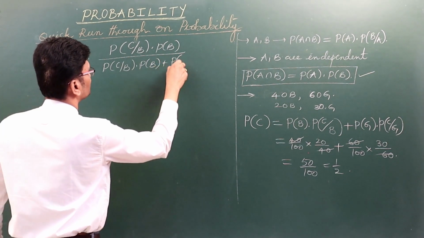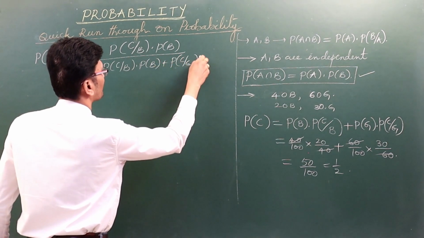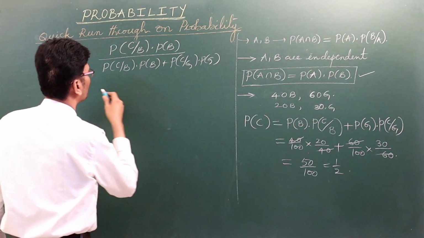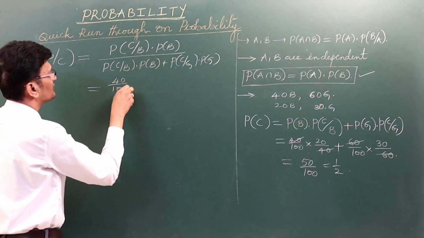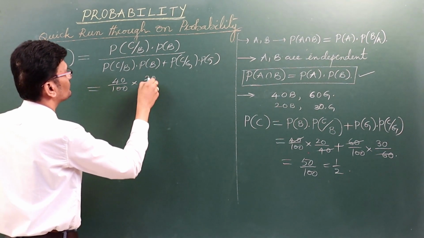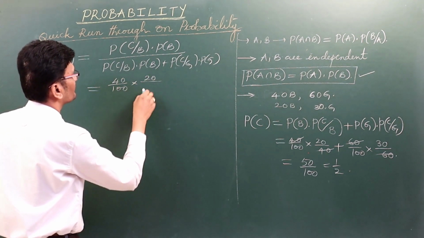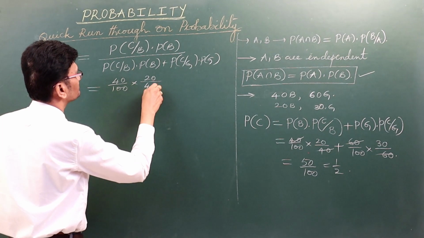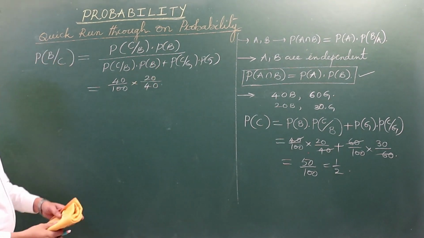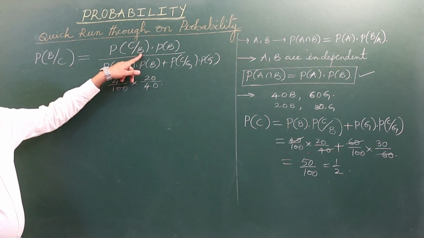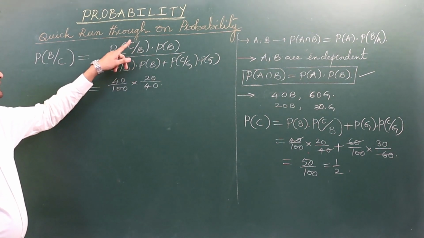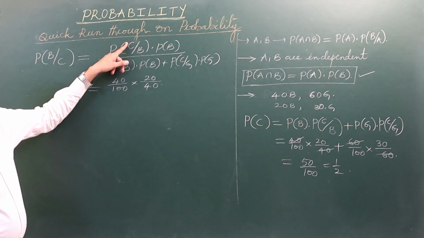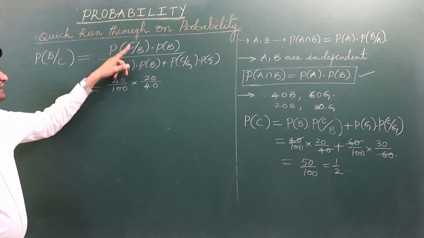This is the Bayes theorem. Okay, so numerator: boy, 40 by 100. And how many boys know cricket? 20 by 100, so 20 by 40. When I know the person is a boy, then what is the probability that the boy knows cricket?